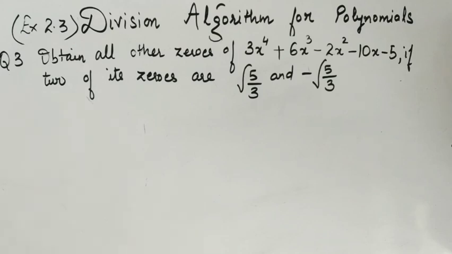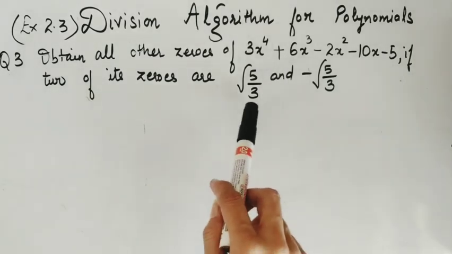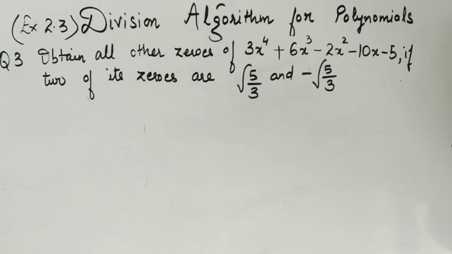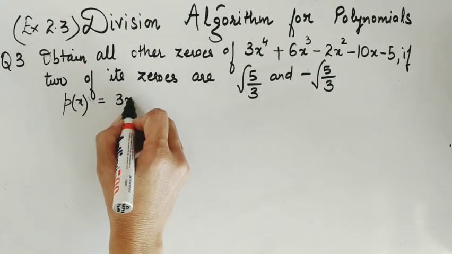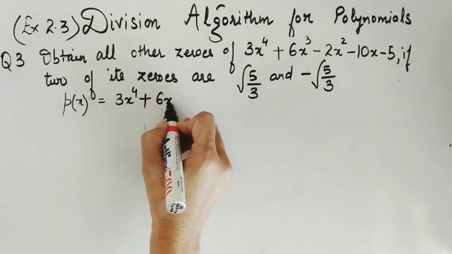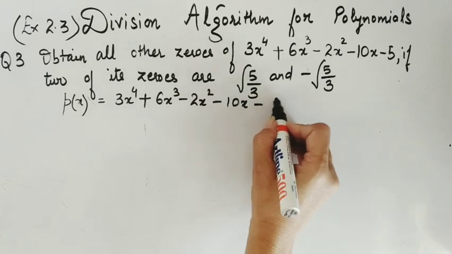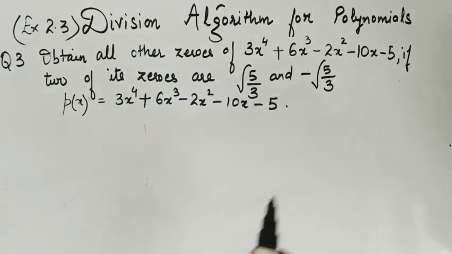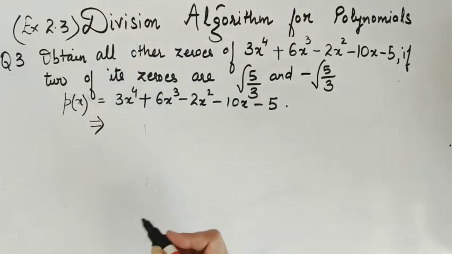Now let's pick up the most important question, which is: obtain all other zeros of this polynomial if two of its zeros are given as root 5 by 3 and minus root 5 by 3. In this question, let's first of all label this given polynomial as p of x. So here p of x is 3x raised to power 4 plus 6x cube minus 2x square minus 10 times x minus 5.